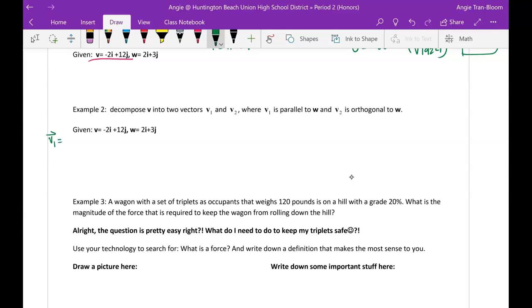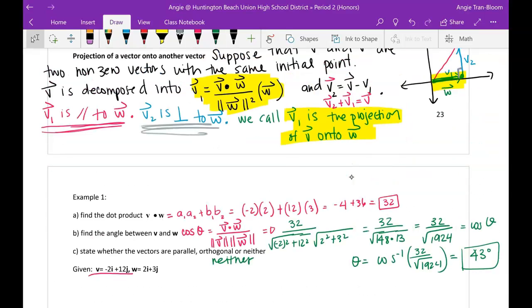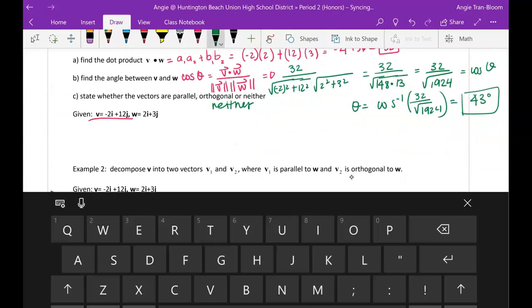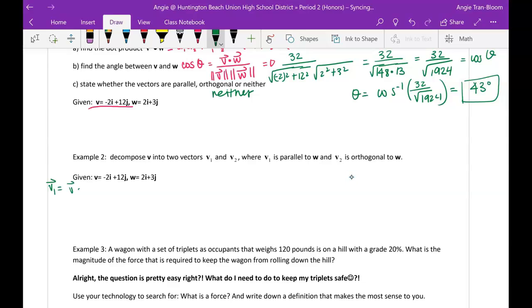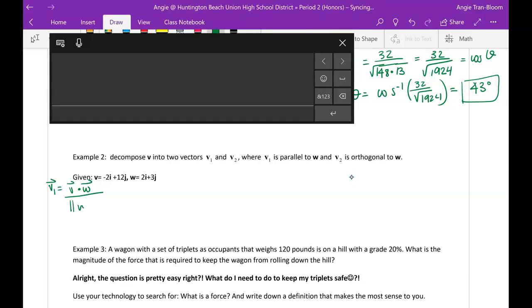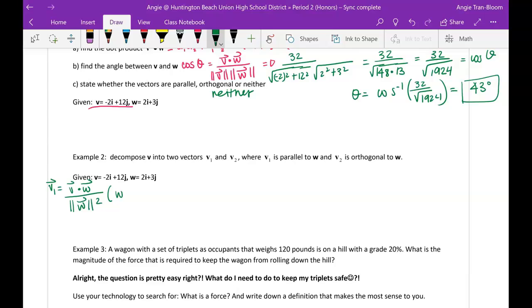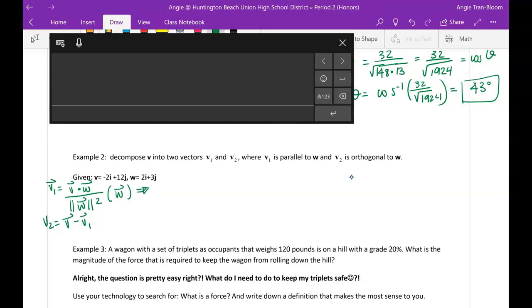So to find V1, if you go back to our notes up here, we're going to need to do the dot product of V and W, all over the magnitude of W squared. Once we have that constant, we are now going to multiply it to vector W. And how would we get V2? V2 is, I would take vector V, take away V1 once I know what it is. So let's work out what V1 is.